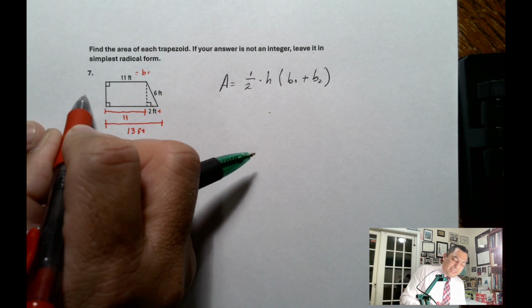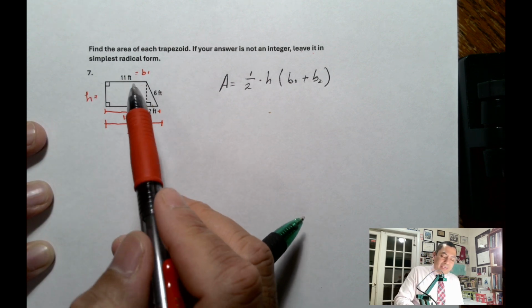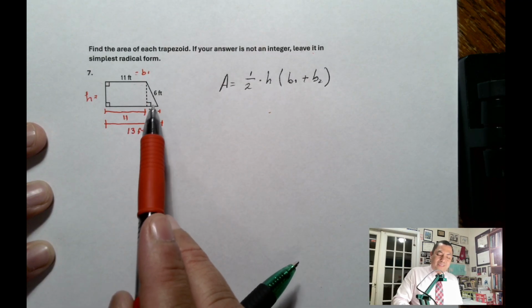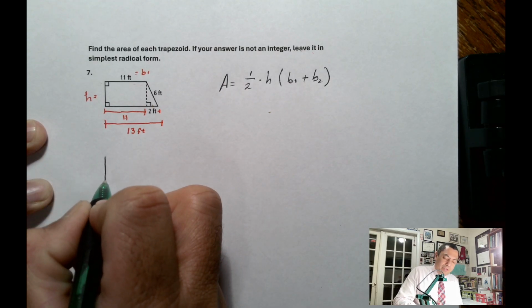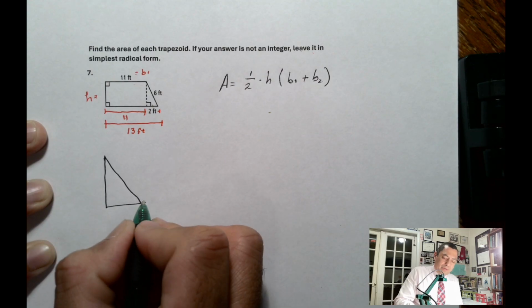What is missing is the height. Now, in this case, I can see a right triangle where they are giving me the base and the hypotenuse. So I can use the Pythagorean theorem to find the height of this triangle. Let me draw the triangle here. It's not a perfect triangle.